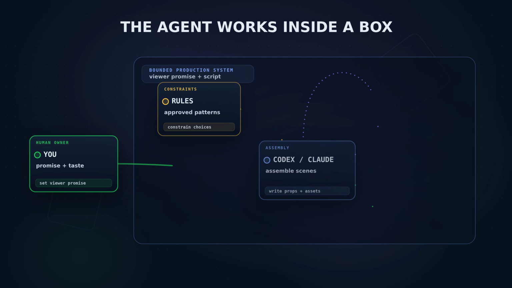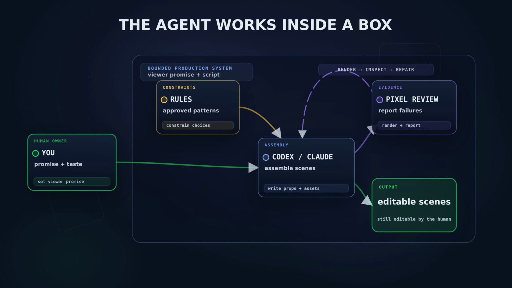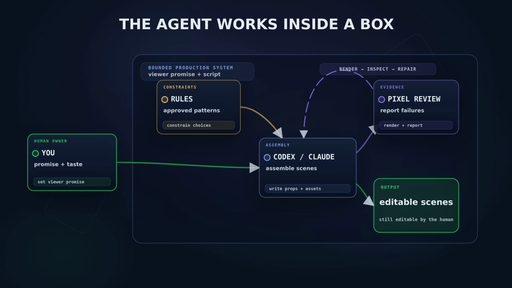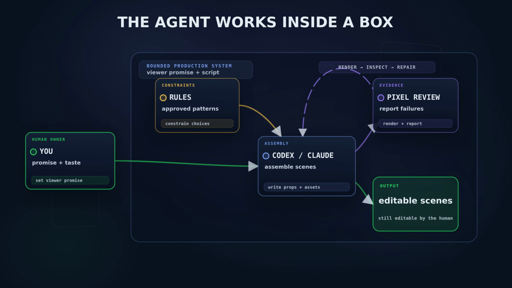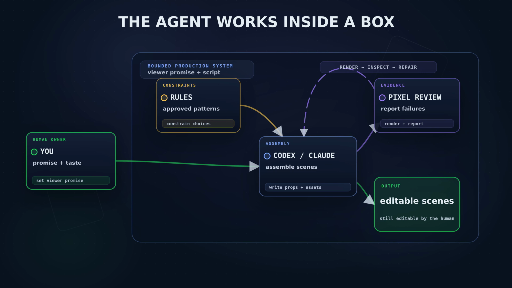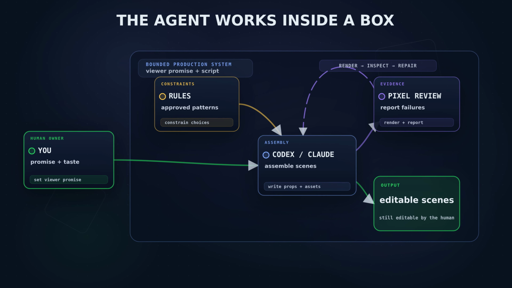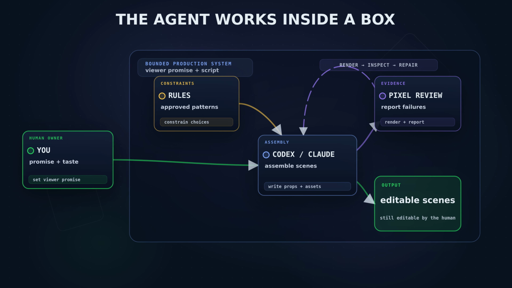This is where Codex or Claude helps. I do not ask the agent to make the video look amazing. That prompt has no boundaries. I give it the viewer promise and the script. The visual rules define the templates it can use, while every scene names the evidence it must show. The agent can then map beats to templates, write props, prepare assets, and remove repetitive code. It can also render frames and report problems. I still own the promise and the taste. The agent works inside a box that makes good choices easier to repeat and bad choices easier to spot.